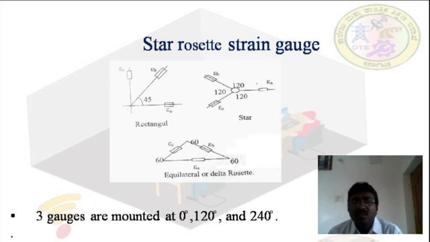These three strains can be used in a mathematical formula. We can calculate the value of the maximum stress, and thus we can calculate the strain or stress which is acting on a member and whose direction is unknown.